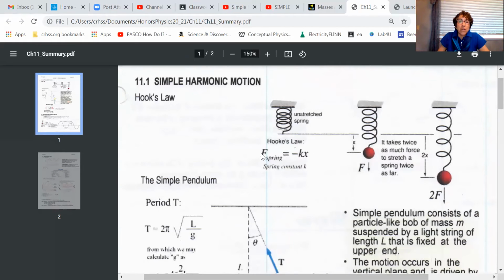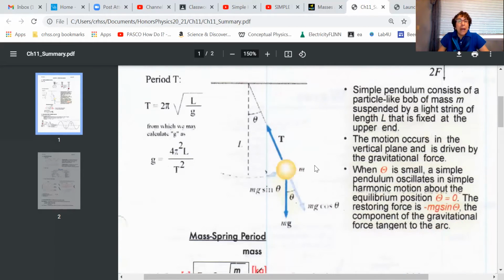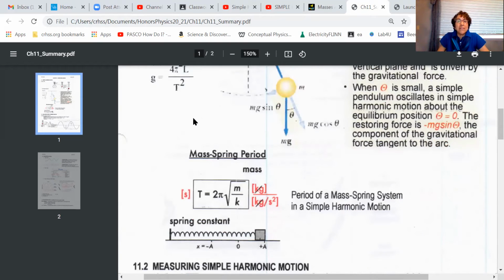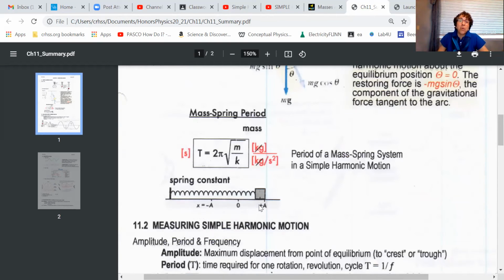So we have the equation of the force of the spring is equal to the negative spring constant times the distance that it stretched out. And in the last video, we did the period for a pendulum, also simple harmonic motion, 2 pi times the square root of the length of the rope or string divided by the acceleration due to gravity. In this case here, we also have a simple harmonic motion.